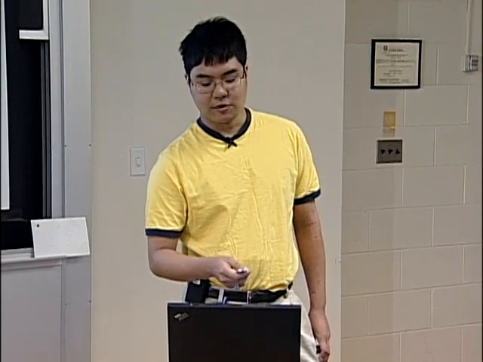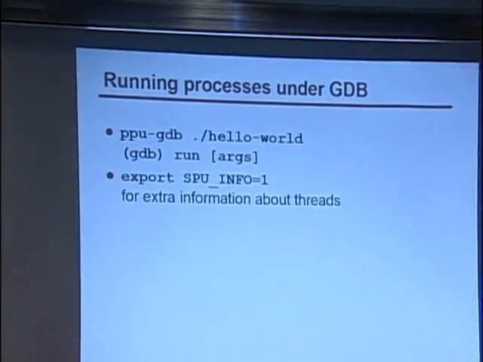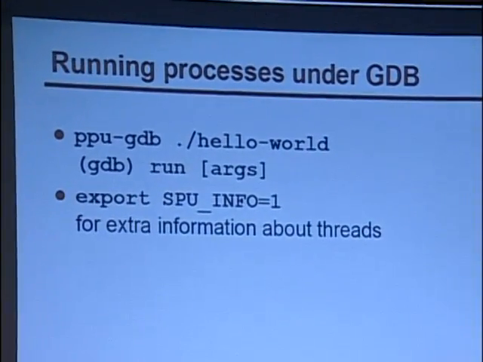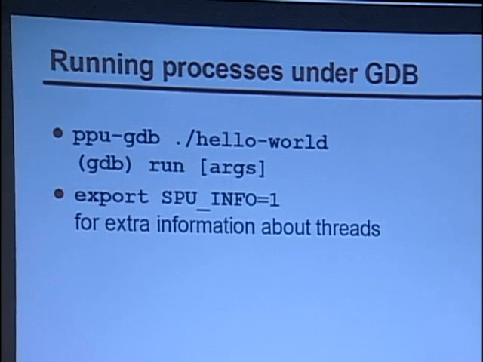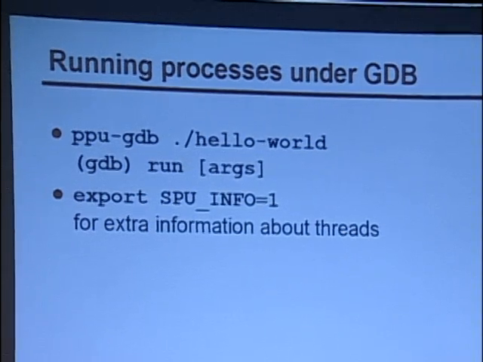So I forgot to mention, if you're invoking your program with GDB, then after you type ppu-gdb with your executable name, GDB is just going to sit there and wait for instructions. What you can do is type run, and that will run your program normally. But the difference is that GDB will pick up if something goes wrong, and then that's where you can step in and look at the program state.